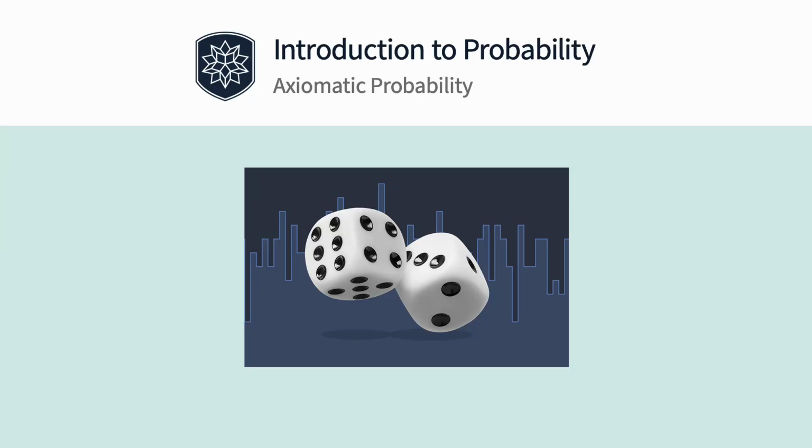Hello, and welcome to Lesson 4 of this Introduction to Probability of Wolfram. This lesson is about axioms of probability. Let's begin. What's an axiom?